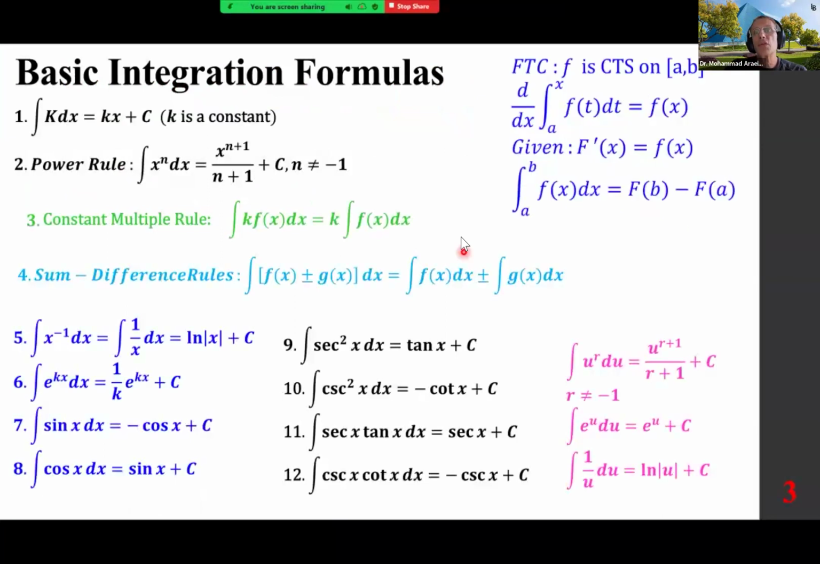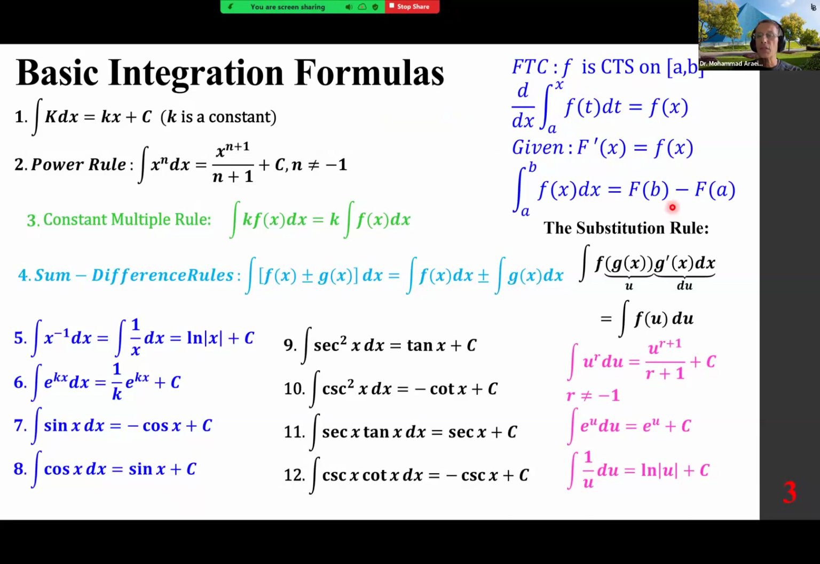One of them says if you take the integral of f of t dt from a to x and then differentiate it with respect to x, you get f of x as the answer, which means differentiation will undo the integration. They are reverse processes. And if you say capital F prime and lowercase f are the same, the integral from a to b of f of x dx, which is a definite integral, which is a number, becomes capital F of b minus capital F of a.